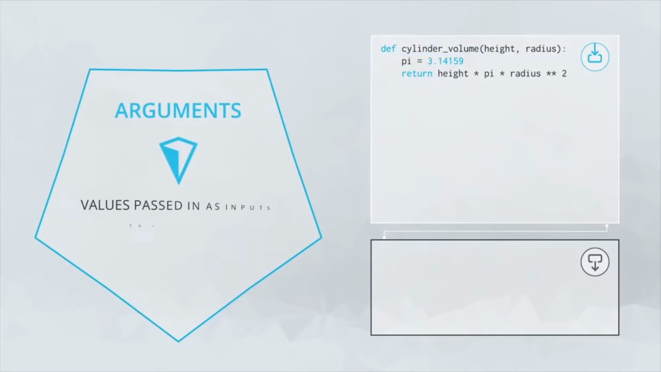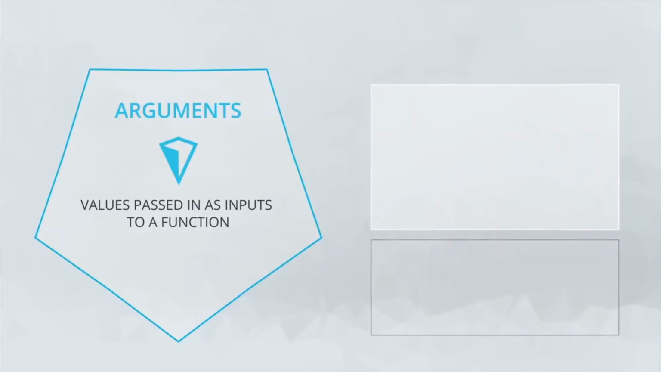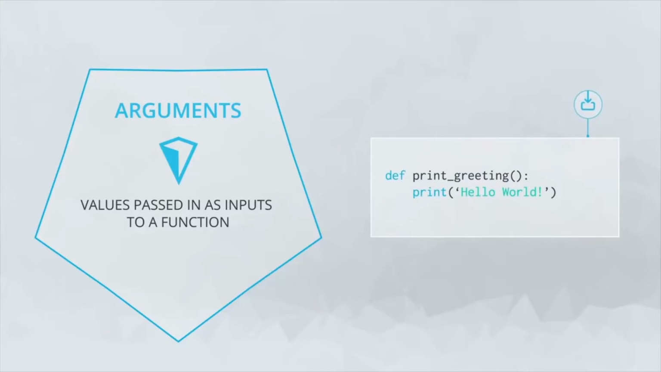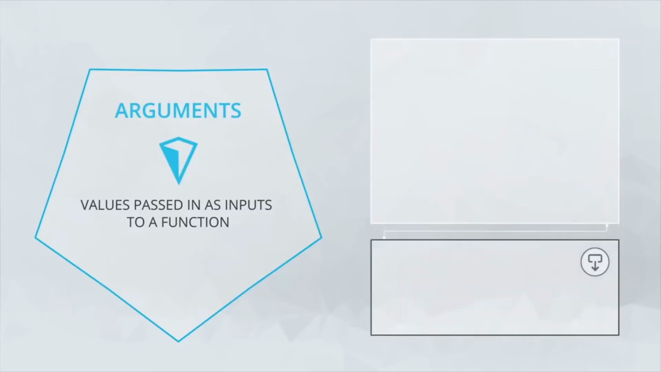After the function name are parentheses that enclose the arguments that the function expects, separated by commas. These arguments are values that are passed in as inputs when the function is called, and are used in the body. If you write a function that doesn't take arguments, then just leave these parentheses empty. Here is an example of a function that takes no arguments. In this case, there is no input data we want to work with in the body of the function, so no arguments are necessary.